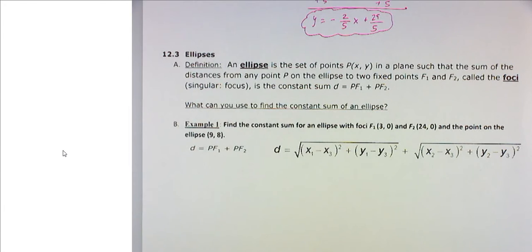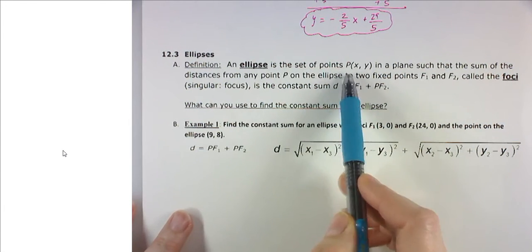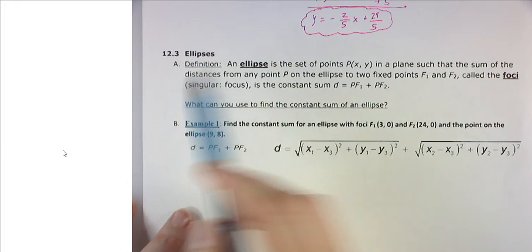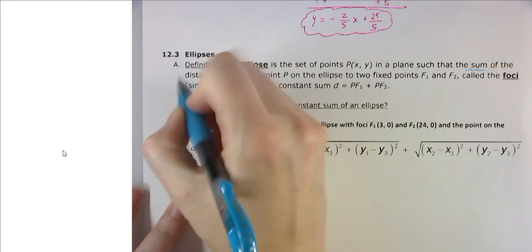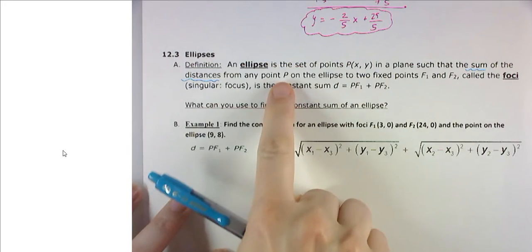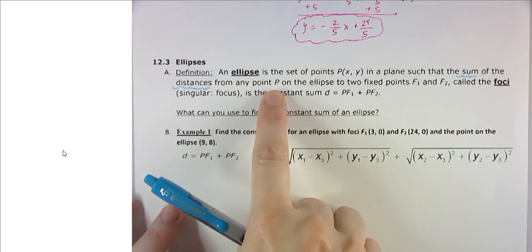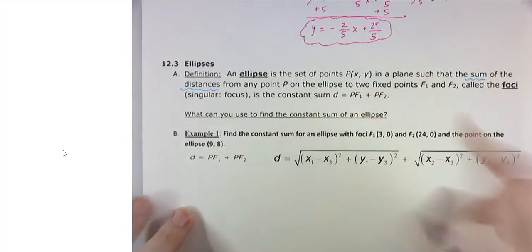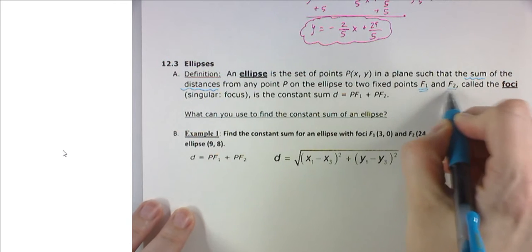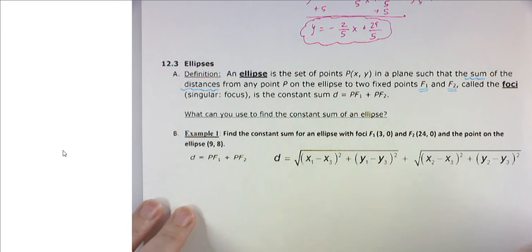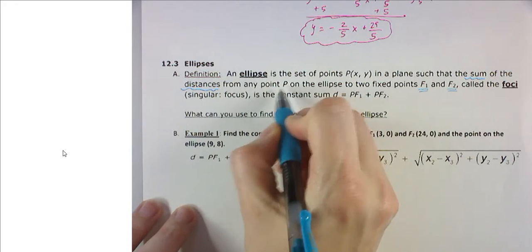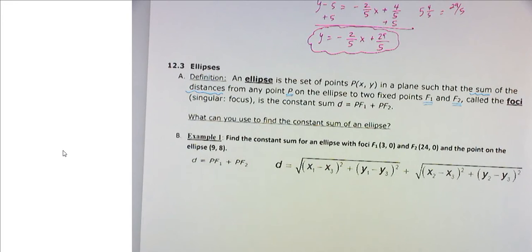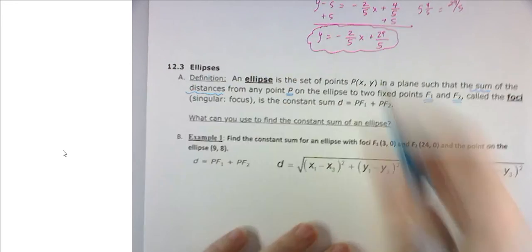So an ellipse has a set of points in a plane such that the sum of distances from any point P on the ellipse to two fixed points, F1 and F2, are called the foci. There's two of them, so it's foci. The singular would be a focus. And that is given by this constant sum equation.